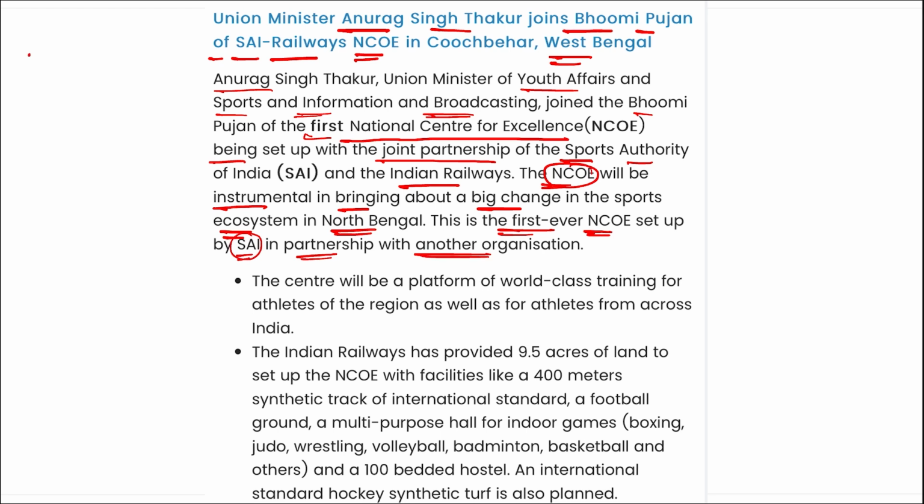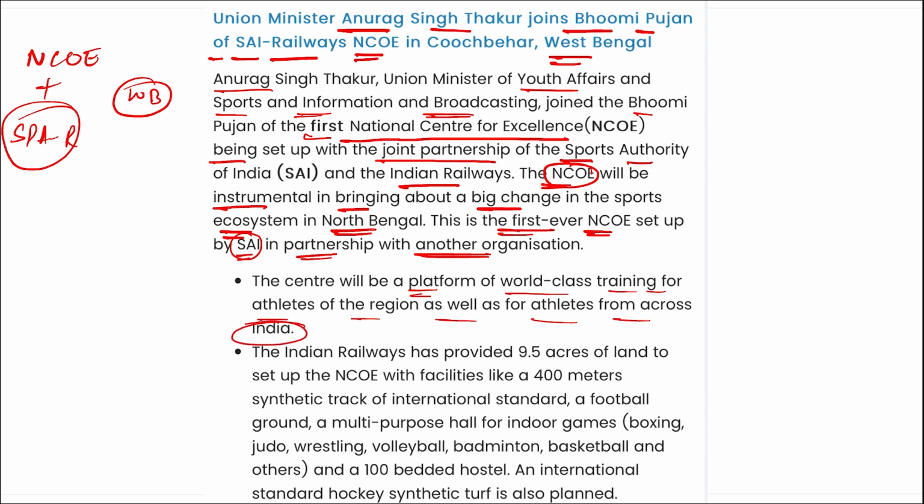Highly important, this national center of excellence that is being set up in West Bengal is being set up with the help of the Sports Authority of India and Railways. This center will be a platform for world class training for athletes of the region as well as for athletes from all across India. Indian Railways has provided 9.5 acres of land to set up this National Center of Excellence with facilities like a 400-meter synthetic track of international standards, a football ground, a multi-purpose hall for indoor games such as boxing, judo, wrestling, volleyball, badminton, basketball and others. Also a 100-bedded hostel and an international standard hockey synthetic turf are planned.